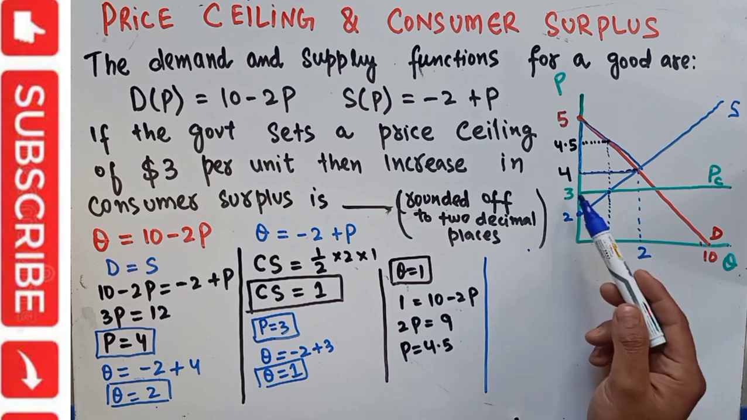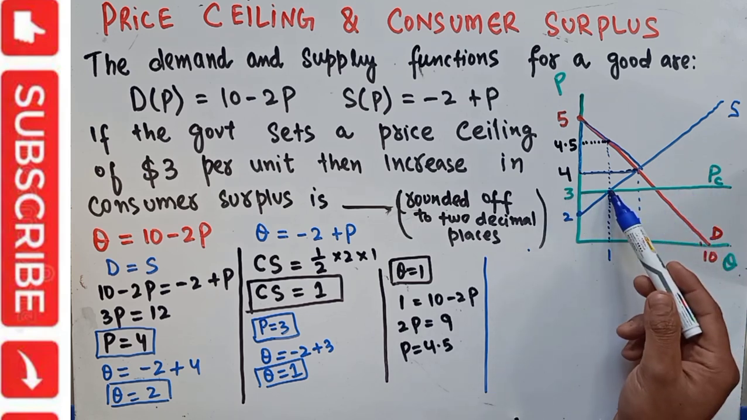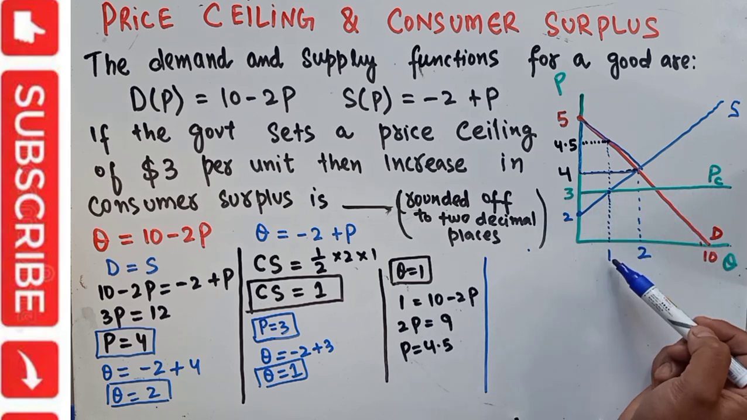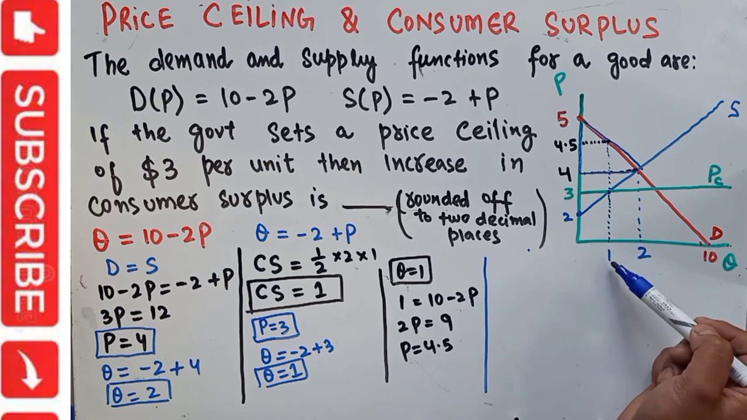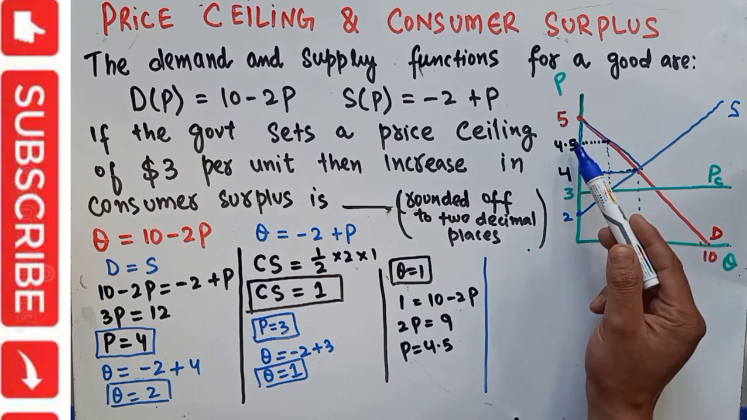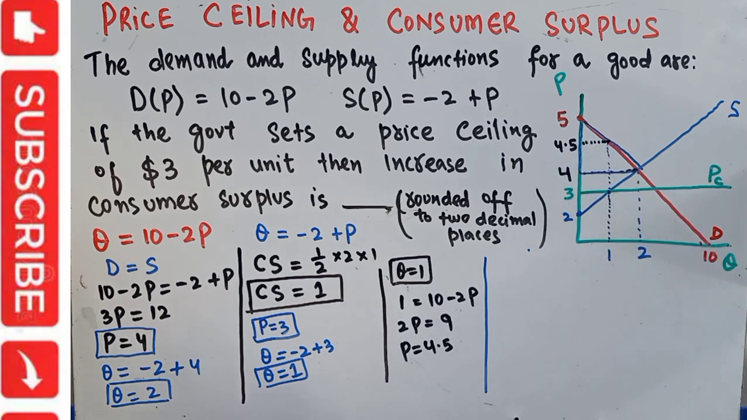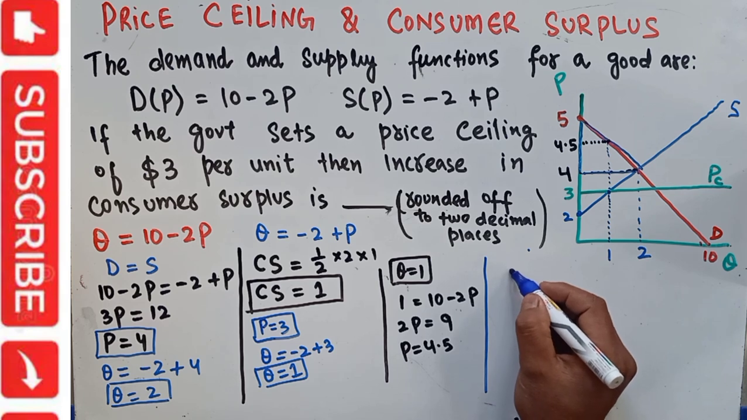We need to calculate this very point, obviously, to find out the change in consumer surplus. Simple thing. So when the price ceiling is 3, we calculated the quantity demanded or supplied, which is 1. Corresponding to the quantity demanded or supplied being 1, we need to find out the corresponding price, which is 4.5. Now we need to calculate the new consumer surplus.